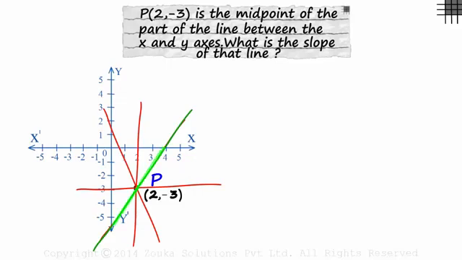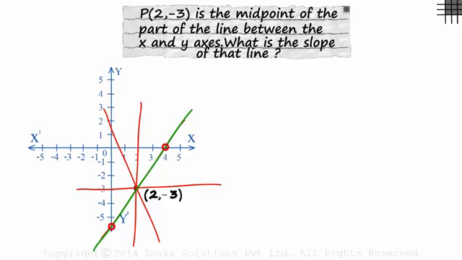Now that we know this is the segment, what do we need to do to find its slope? To find the slope, all we need is the coordinates of any 2 points on this line. We have one, but how do we find the other? Can we use the midpoint to find the coordinates of the endpoints?